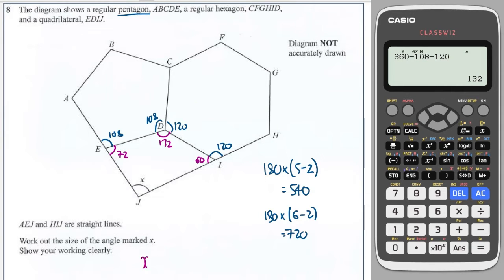So X, because it's a quadrilateral, they add up to 360. So it's 360 minus 72 minus 132 minus 60. So I go to my calculator, 360 minus 72 minus 132 minus 60 equals, and we get 96 as my answer. Perfect.